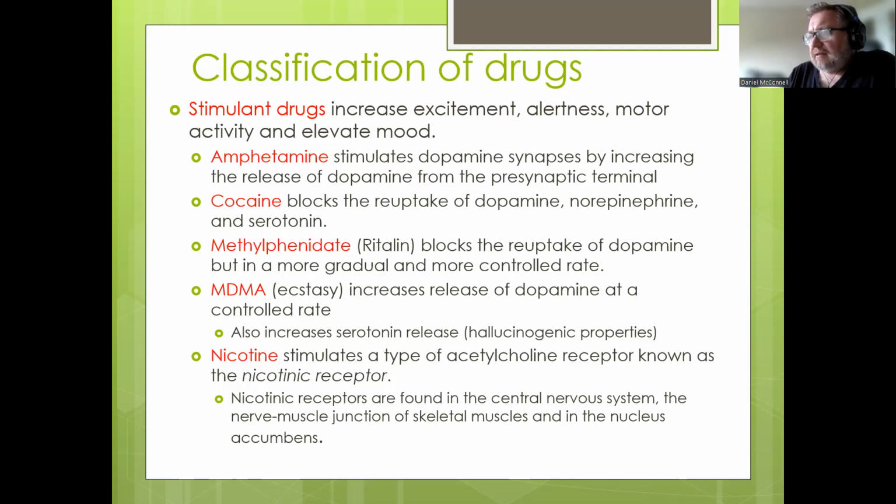Nicotine mimics acetylcholine, right? So it has an effect on certain kinds of acetylcholine receptors. There are actually at least two key acetylcholine receptors. There's the nicotinic receptor, and hence the drug nicotine will activate that. There's also something called the muscarinic acetylcholine receptor, which we're not going to really talk too much about here. But the idea is that these nicotinic receptors are found in the central nervous system.